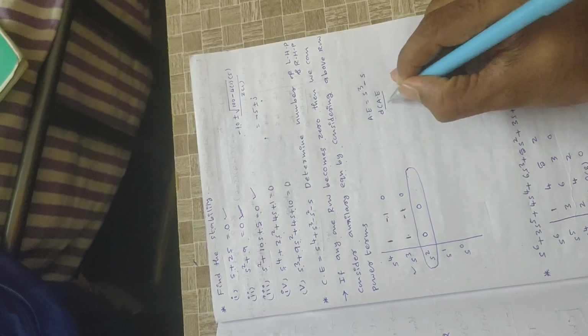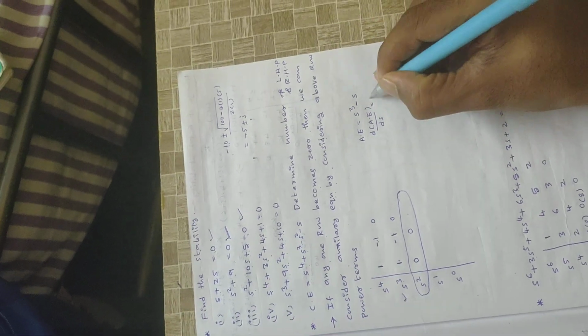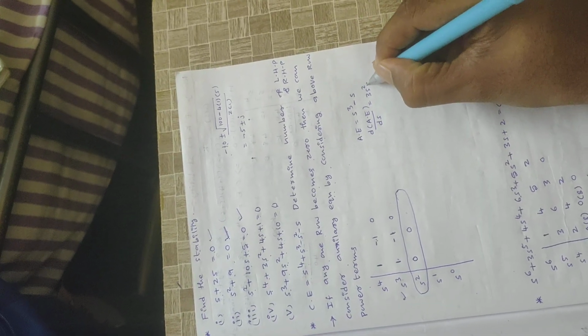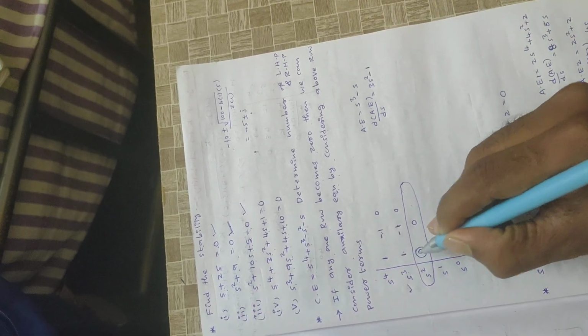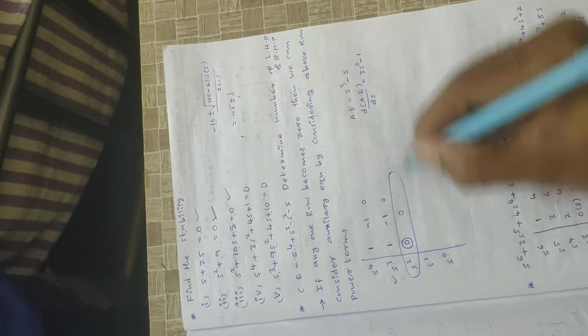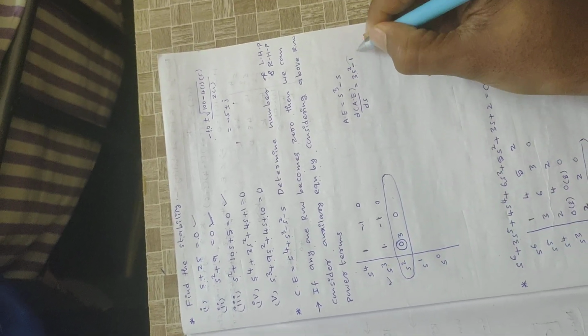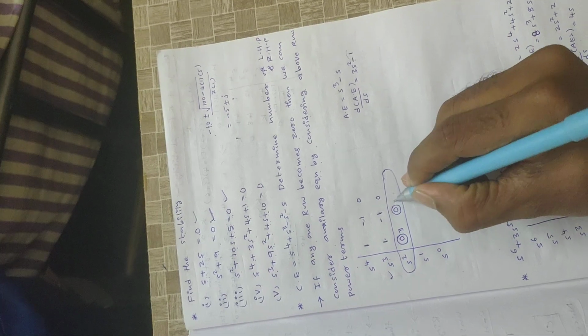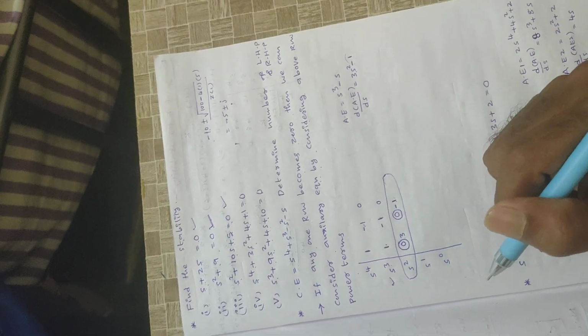After that, differentiate this auxiliary equation with respect to s. What is the value? 3s^2 minus 1. Now the s^2 coefficient is replaced by this coefficient, and the 0 is replaced by this constant coefficient, so 3 and minus 1.